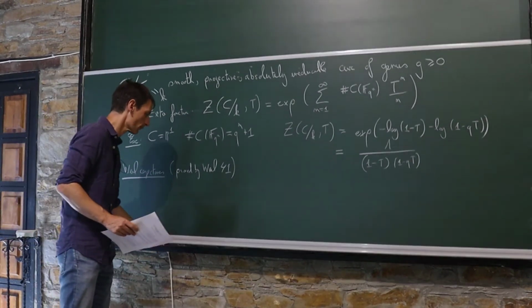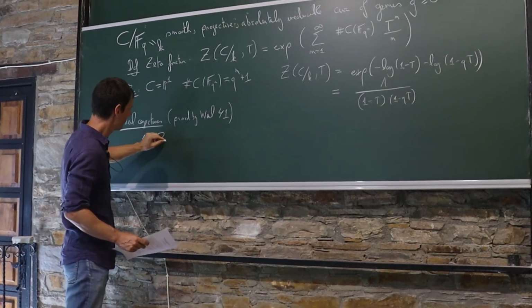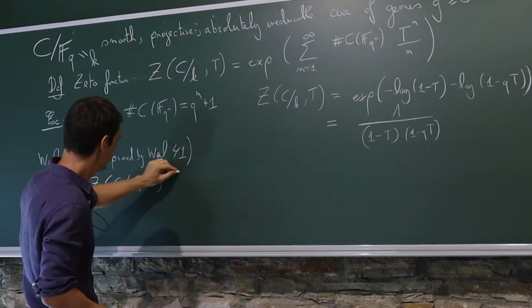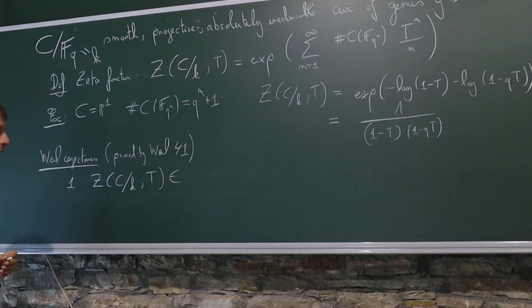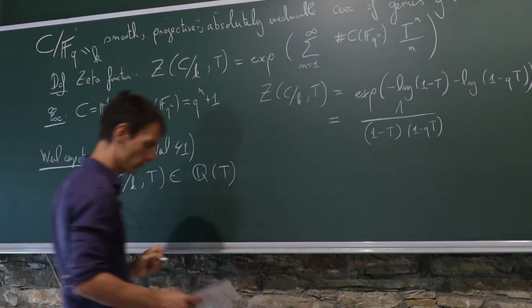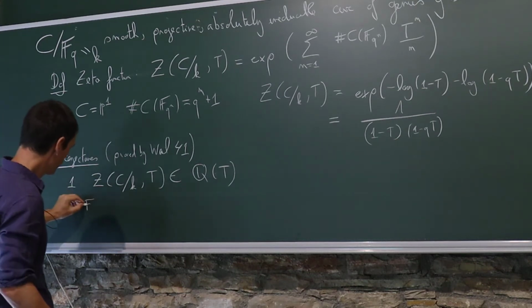Let me just state what the Weil conjectures are. There are three parts. The first part is that it's not an exception, what we saw for P1. The zeta function is always a rational fraction. Then there is something which is called the functional equation.